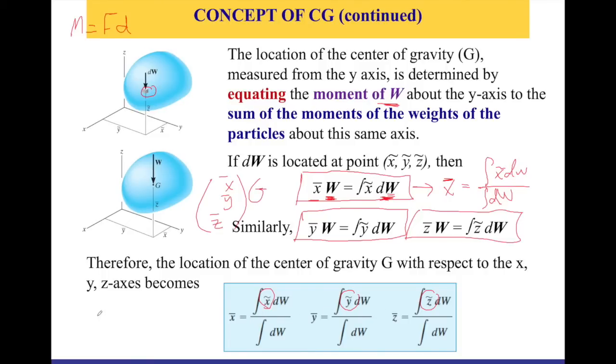Then x tilde, y tilde, and z tilde are the coordinates of G, the center of gravity. That's what we're looking for. I hope that clarifies how we can determine this, because we're going to apply it in a couple of examples later on.